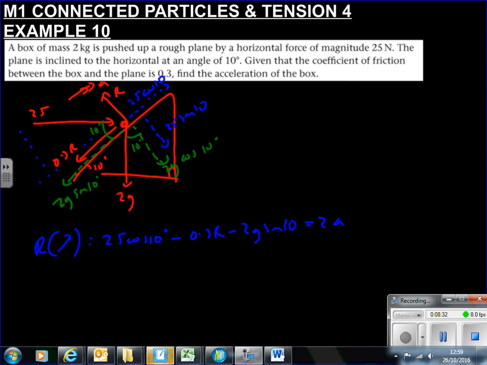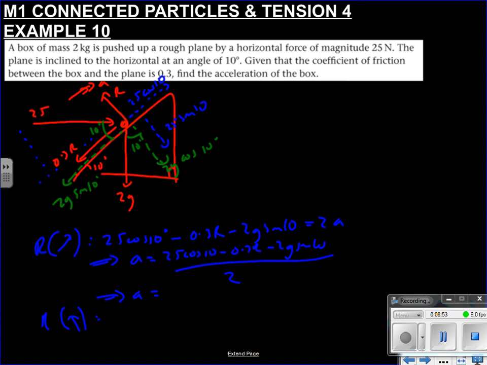We need to know R first. So at the moment, I'm just going to rearrange to make A the subject. So that's 25 cos 10 minus 0.3 R minus 2g sine 10, all over 2. So I need a final A, but I need to know what R is in order to do that.